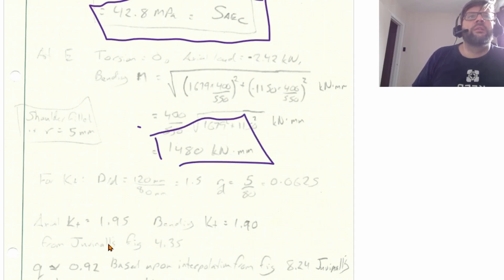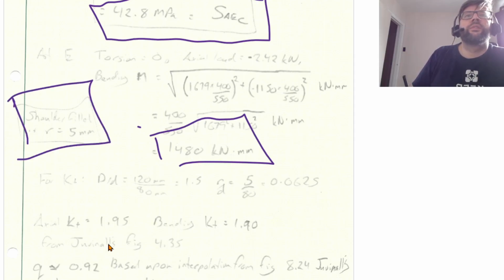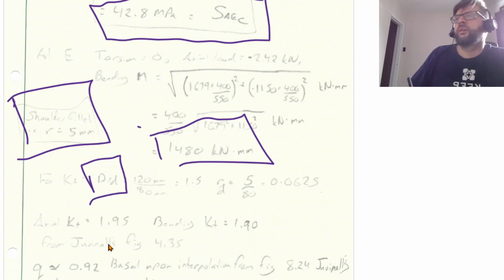But unlike for the keyway, we weren't given our Kt, so we need to figure out what that is. What we do know is that the shoulder fillet there has a radius of 5 millimeters. So our big D over little d is going to be 120 over 80, so that's 1.5. And then our r over little d is 5 over 80, so that's 0.0625.